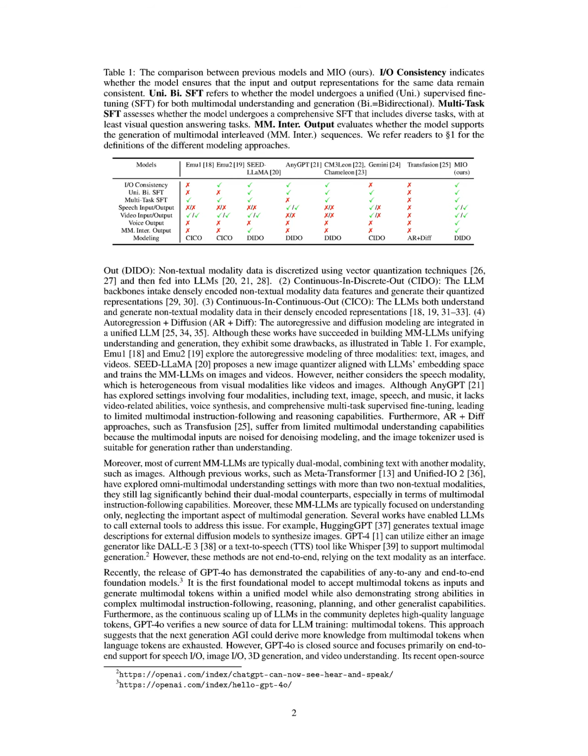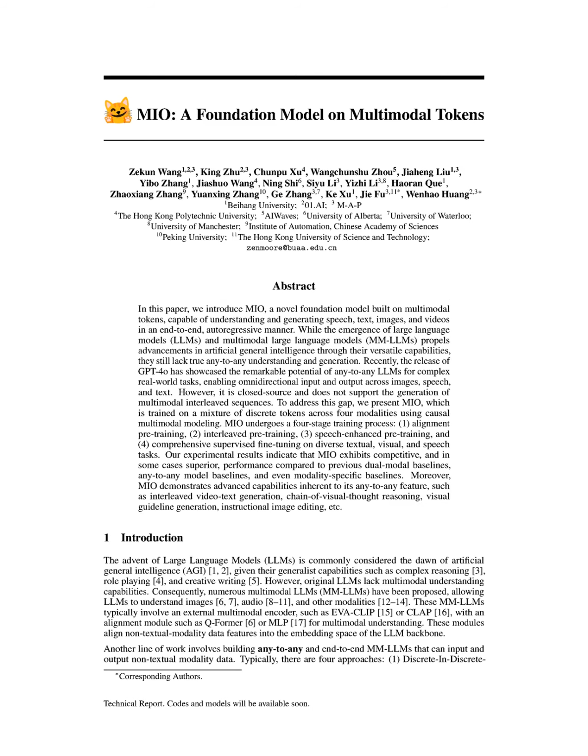MIO, Multimodal Input and Output, aims to solve the limitations of existing multimodal language models, MLLMs, by unifying multimodal understanding and generation across four modalities: text, image, speech, and video, while enabling the generation of multimodal interleaved sequences. Existing MLLMs often focus on dual modal capabilities, primarily combining text with one other modality, and neglect the generation aspect, leading to limited multimodal instruction following and reasoning capabilities.